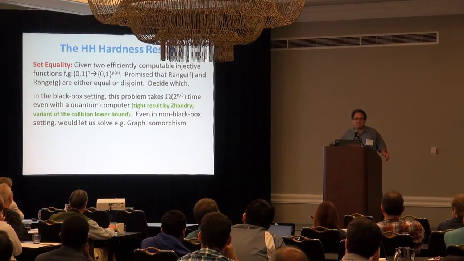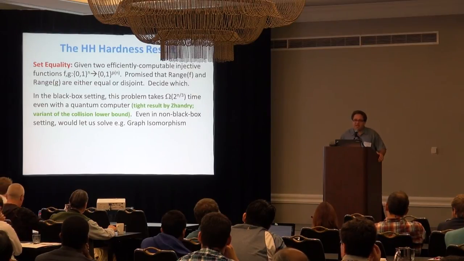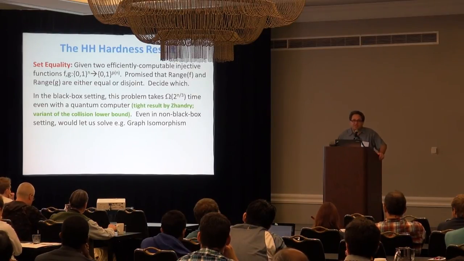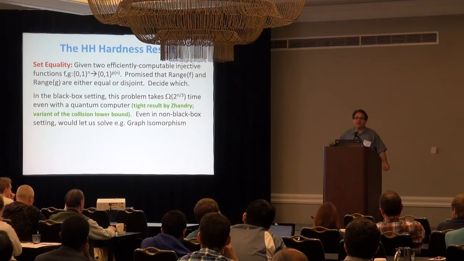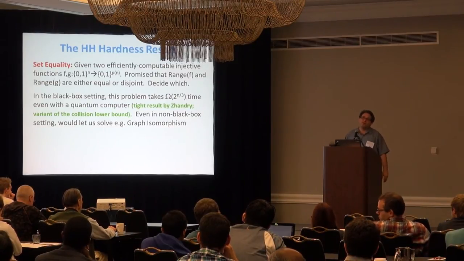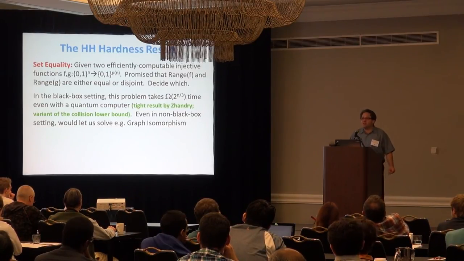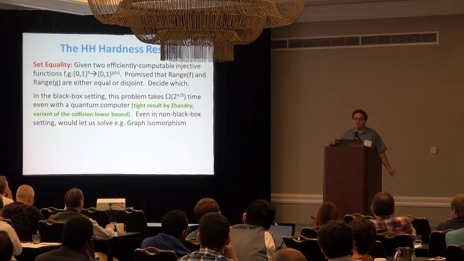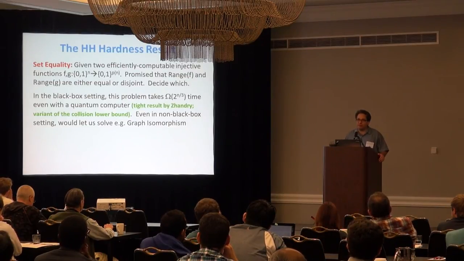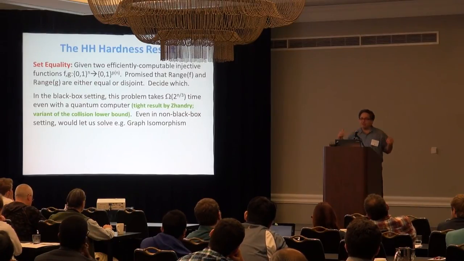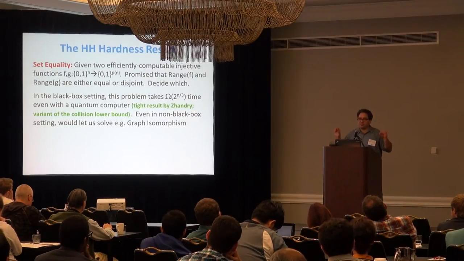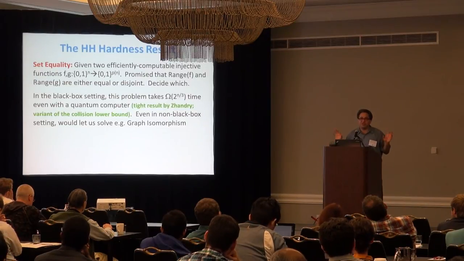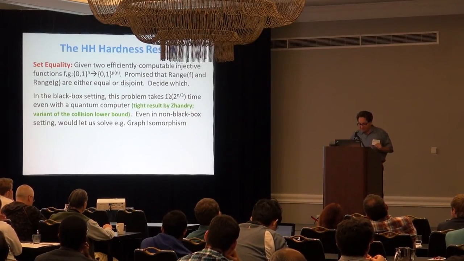Now even in the non-black box setting, one can give reductions, saying, for example, if you had a polynomial time quantum algorithm for set equality, then that would immediately imply a polynomial time quantum algorithm for graph isomorphism. And if the algorithm were a little bit more general than that, it would let you find collisions in cryptographic hash functions, and do all kinds of things like that.